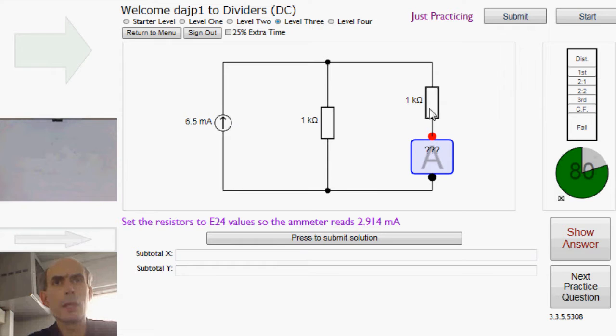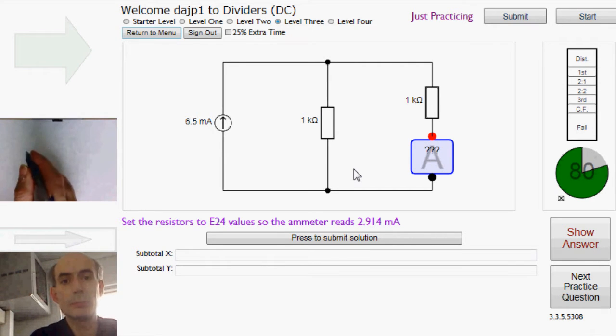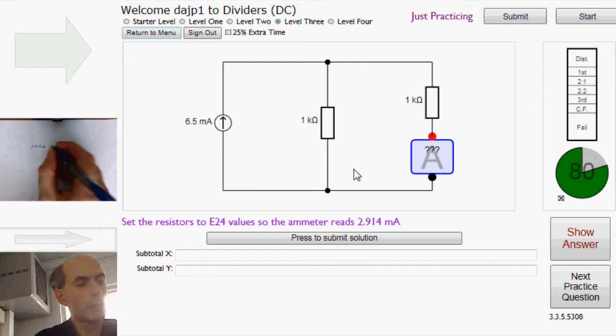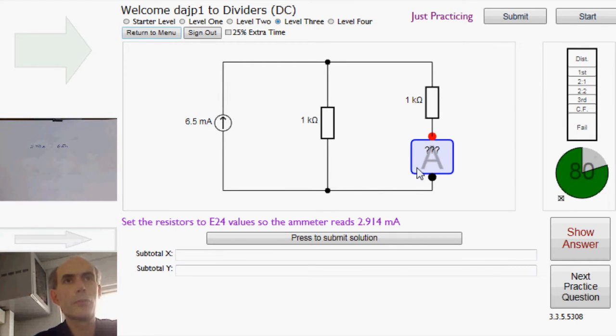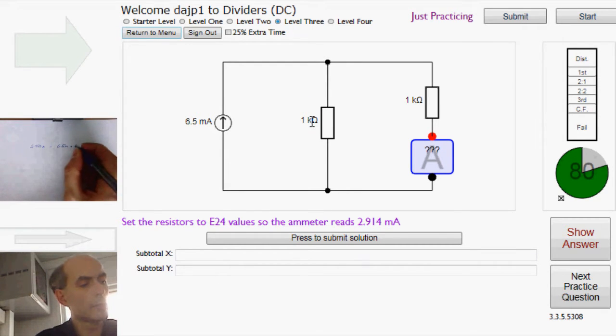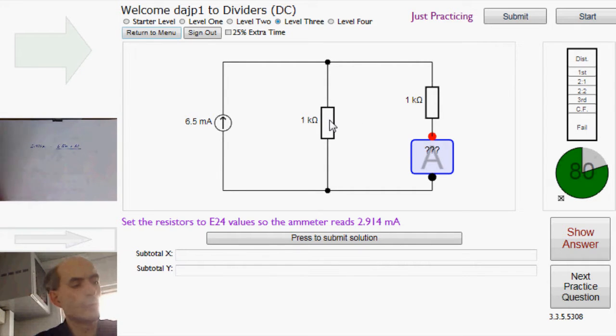We've got a current divider and we're asked to make sure that the ammeter reads 2.914 milliamps from a current source of 6.5 milliamps. And this is done by the following method. Firstly, if we consider the standard current divider equation, then that would tell us that the ammeter reading, in this case 2.914 milliamps, is equal to the source current, here 6.5 milliamps, multiplied by the resistor the ammeter is not connected to, that's this one, I'll call that one R1 for now, divided by the total resistance, which is the sum of the two resistors. I'll call this one R2. And that gives me this equation here.